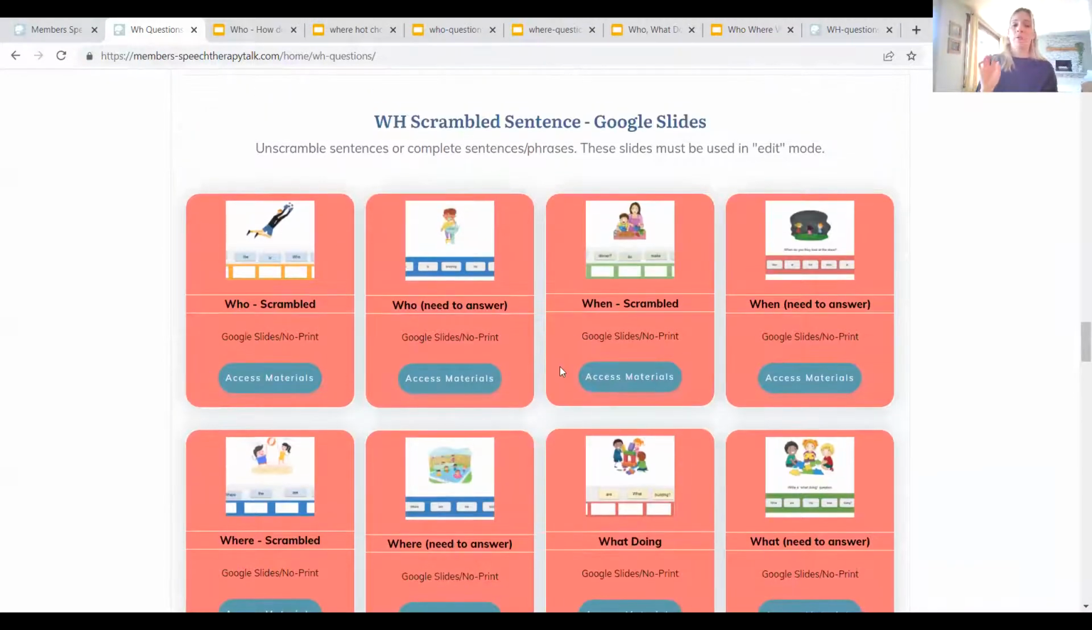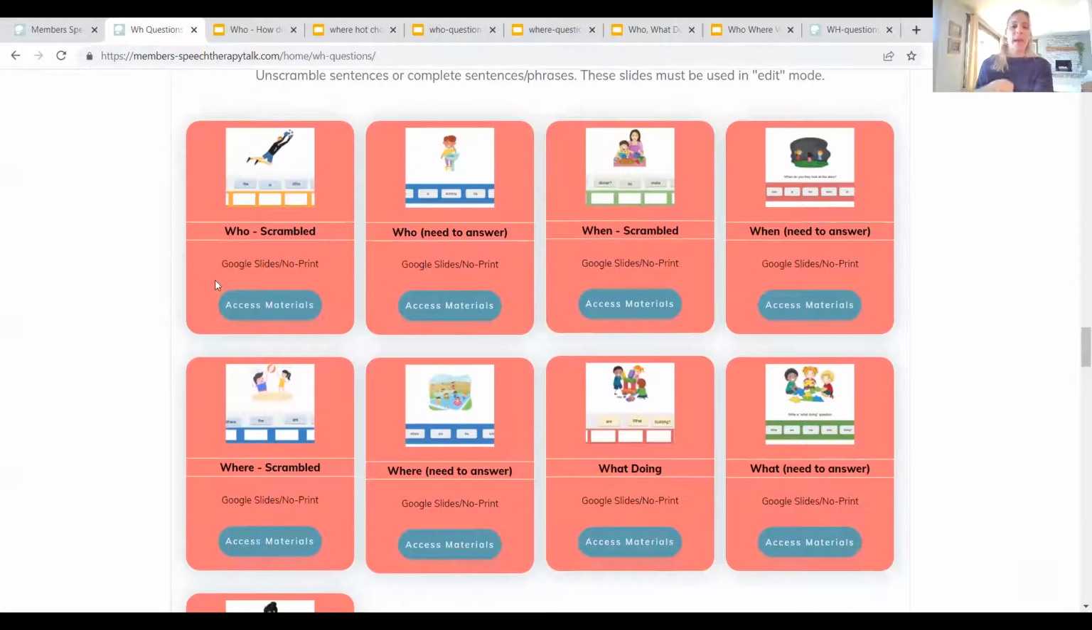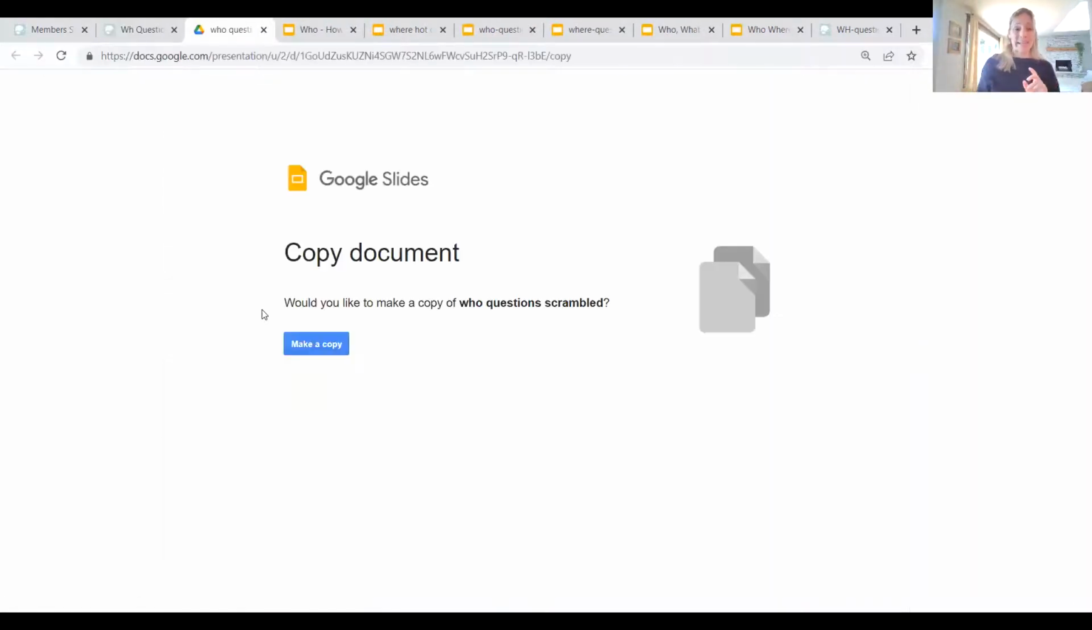These ones are for children who need to practice creating WH questions. And this is good for kids who are working on grammar and kids who are working on answering them, because both goals are in the same stimuli material. And I'll show you what I mean. So each one of them is kind of like groups. So I have who scrambled and who need to answer. When scrambled, when need to answer. So who scrambled is the easiest.